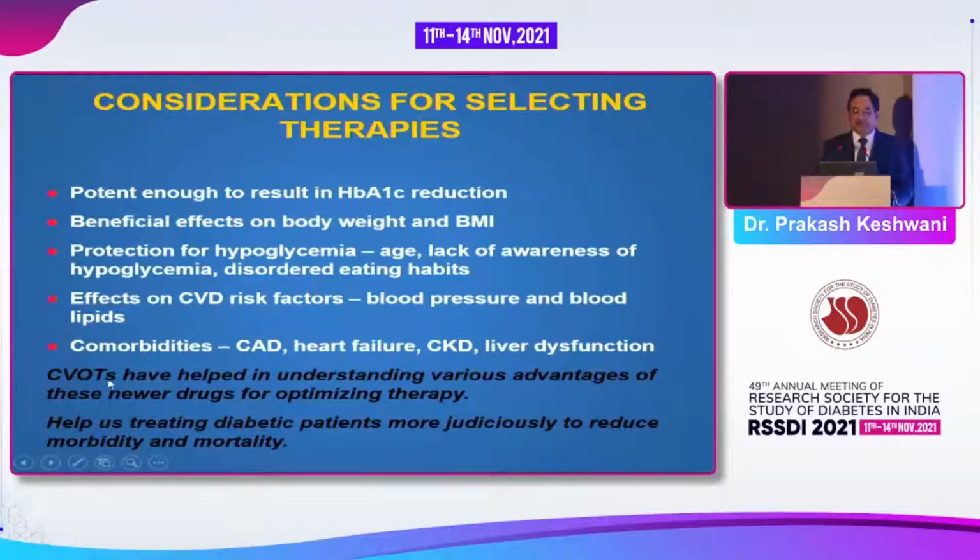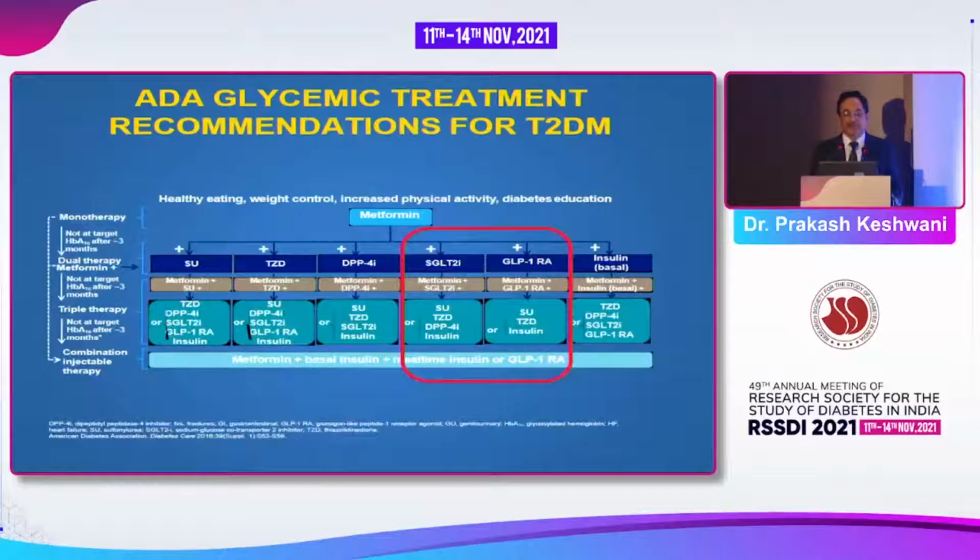And at the same time, because we know that the major cause of morbidity and mortality is cardiovascular diseases and renal failure, it should not have any bad effect on the cardiovascular outcomes, and rather there should be benefit from it. So these CVOT trials have helped us in understanding various advantages of these newer drugs for optimizing therapy and help us treating diabetic patients more judiciously to reduce morbidity and mortality in diabetic patients.